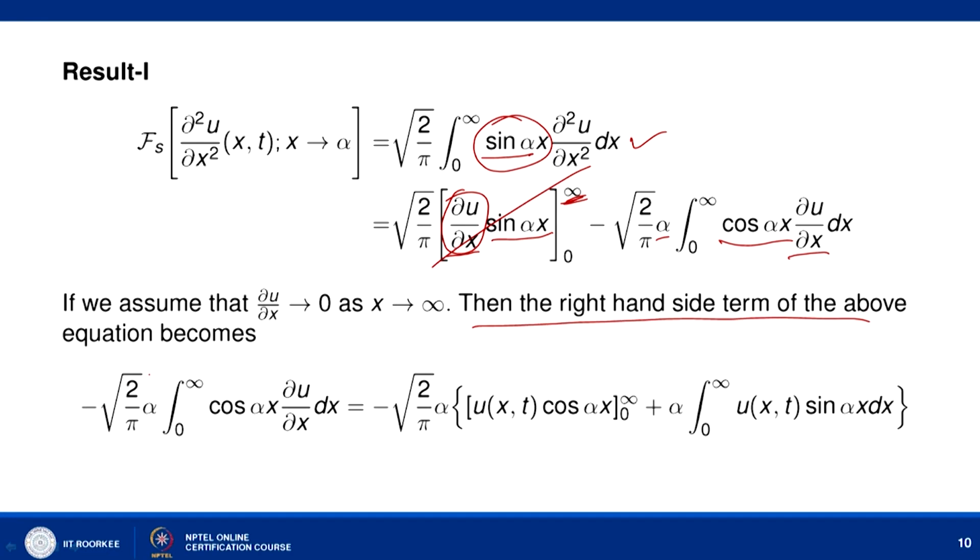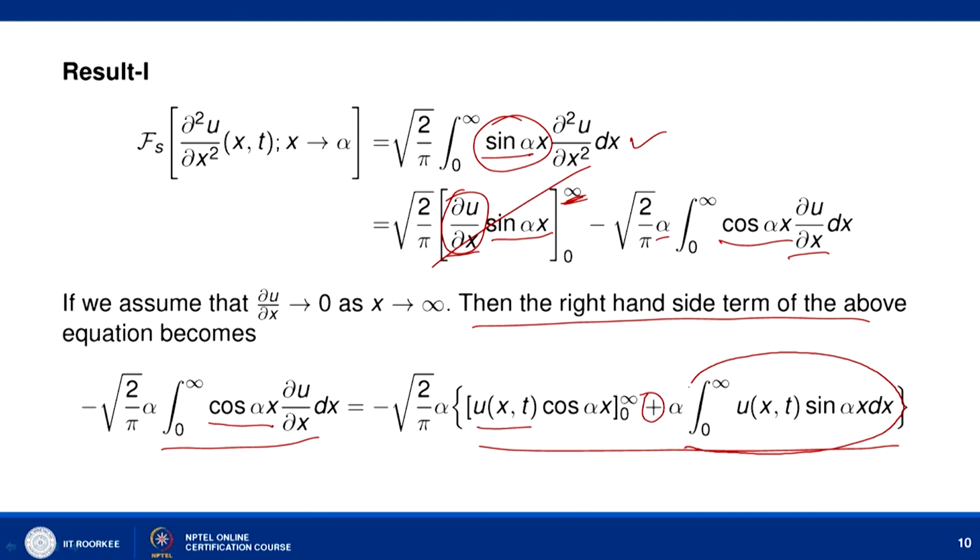So the right hand side of the above equation is now reduced to minus square root of 2 upon pi, alpha, integral from 0 to infinity of cos(αx) ∂u/∂x dx. Now again we apply integration by parts, and we can write minus root 2 upon pi, alpha, into a bracket. Here it is cos(αx) into the integration of ∂u/∂x, that is u(x,t), plus alpha integral from 0 to infinity, the differentiation of cos(αx), that is minus sin(αx). So minus minus will come out to be plus, u(x,t), and this is basically the Fourier sine transform of u(x,t).